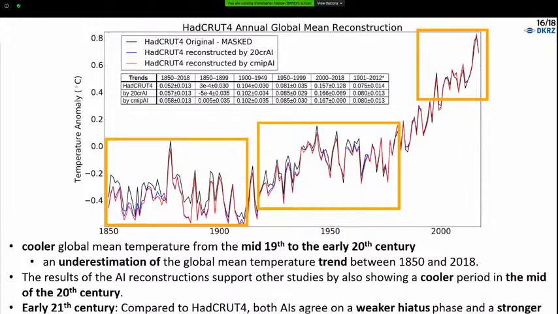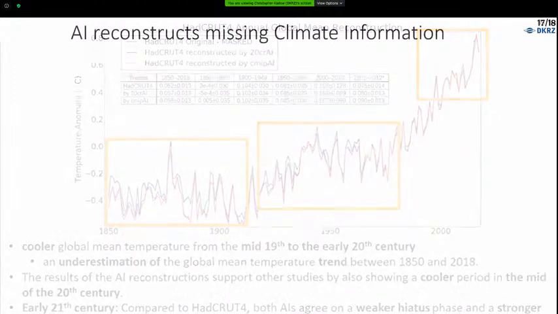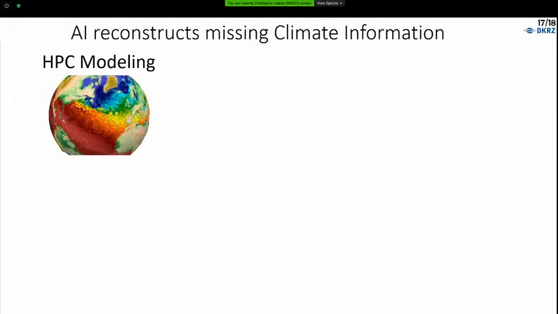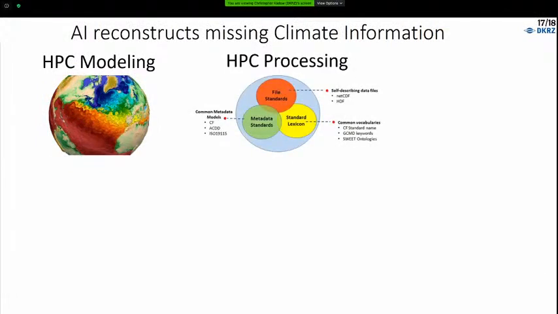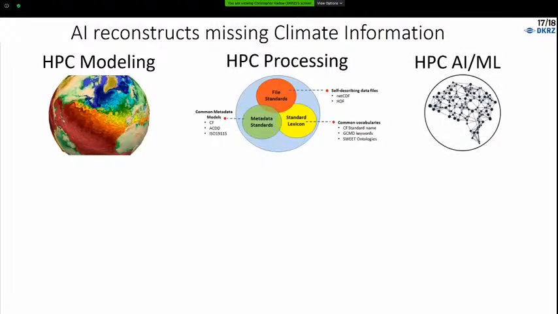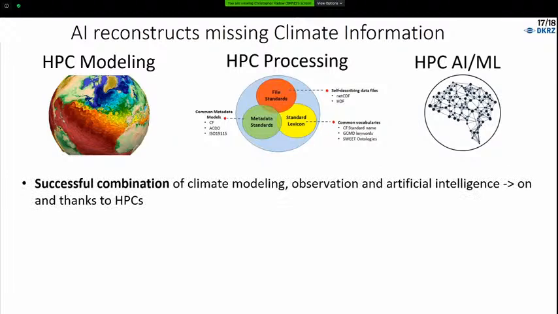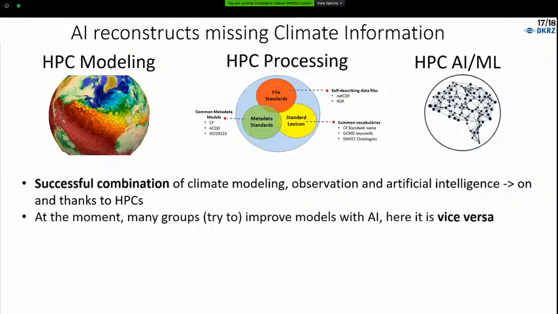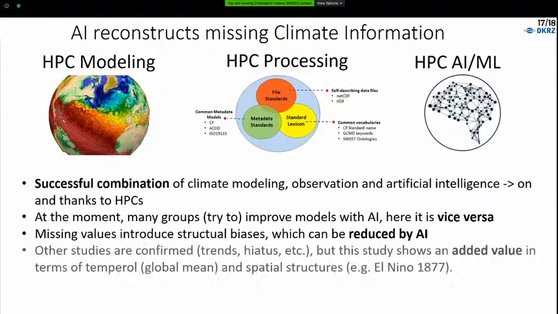Yeah, so some nice climate science facts you could study now with this data set. The basic idea behind it was that we have HPC, high performance computing modeling, then we have HPC processing, and we have AI and machine learning on HPCs. That was the idea here: to combine climate modeling with observations in AI. That worked pretty well. A lot of groups try to improve models with AI, so here the idea is to have it vice versa, which was pretty nice.